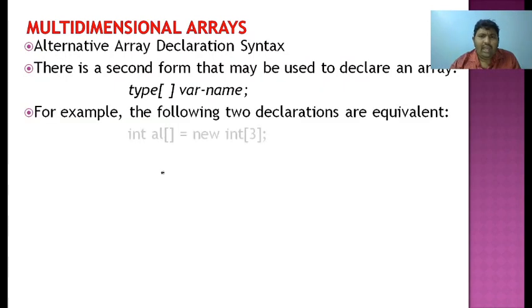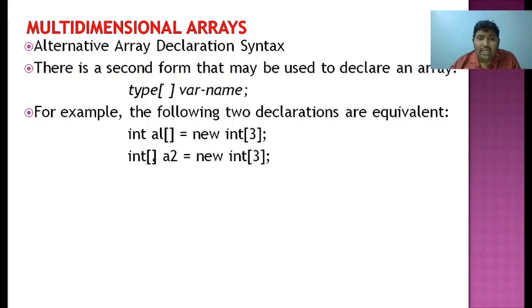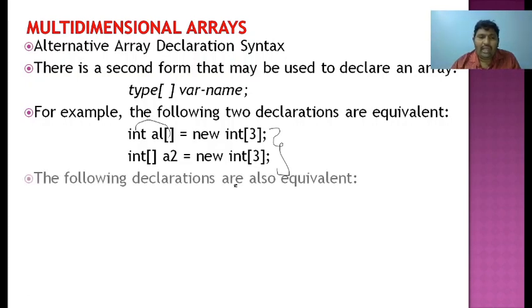Arrays can be declared in an alternate way also. Normally we write like this: int a1 is equal to new int of 3. It's the old declaration, but it can also be changed as int a2 with the square bracket moved here, is equal to new int of 3 also. Both of these are equivalent. There is no problem with this kind of declaration.